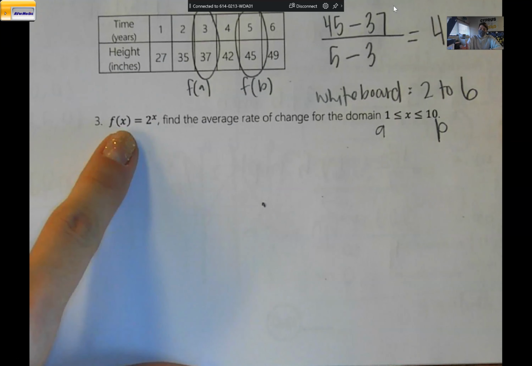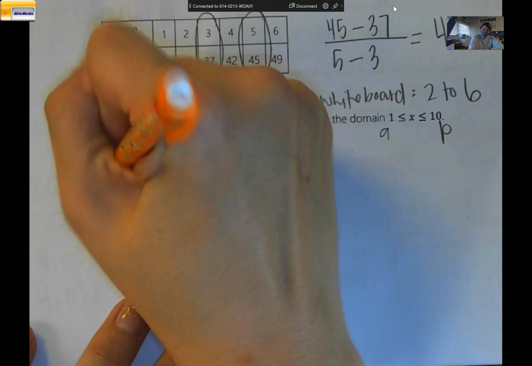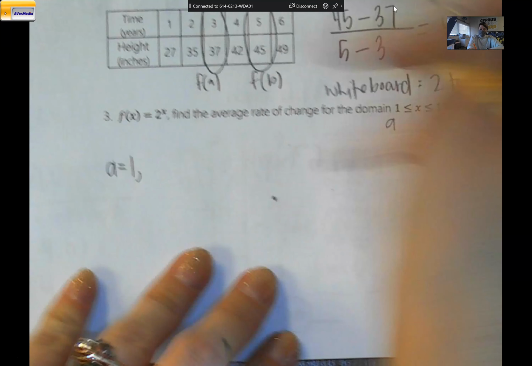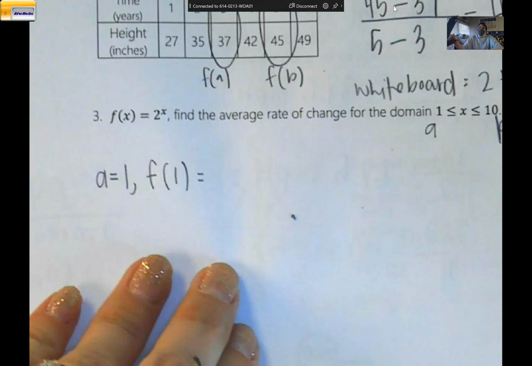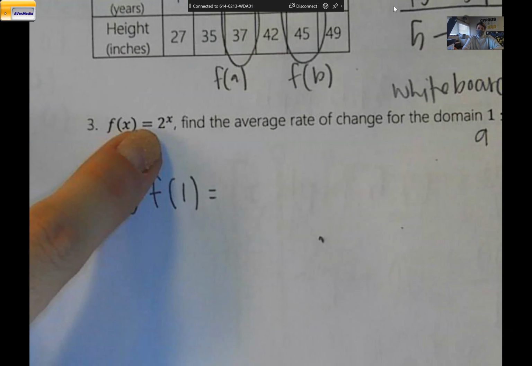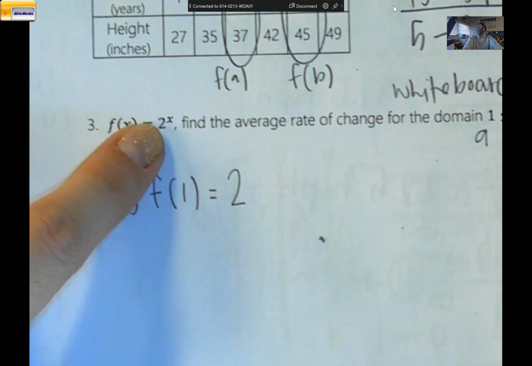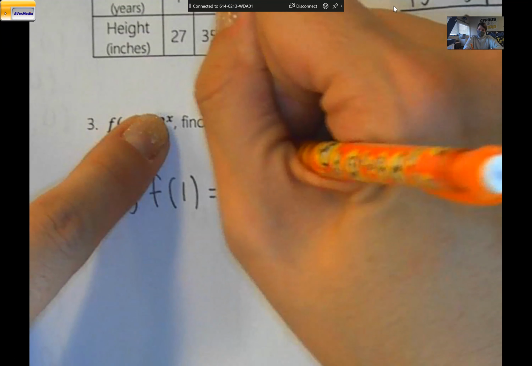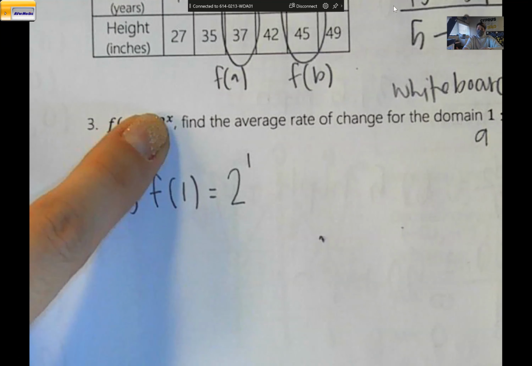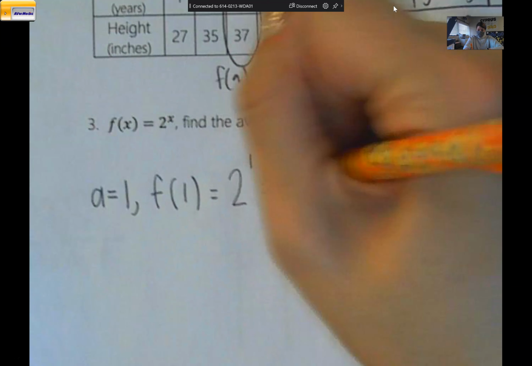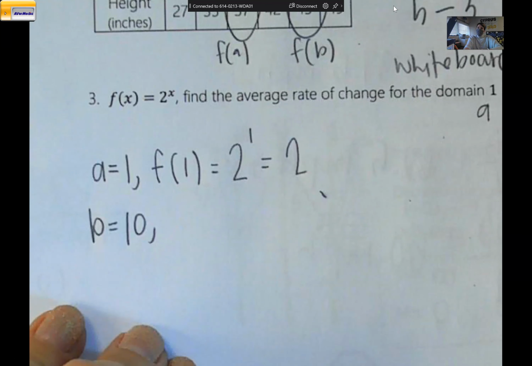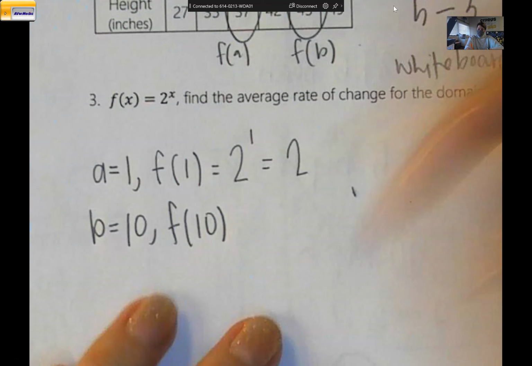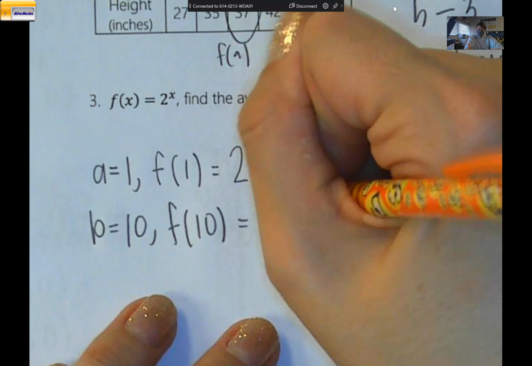So I'm going to say when A is 1, I have to find f of 1. So that's this function, 2 raised to the power of 1. What does that equal? 2. Okay, then the next one we do is B, which is 10. That means we have to find f of 10. So that's 2 to the 10.